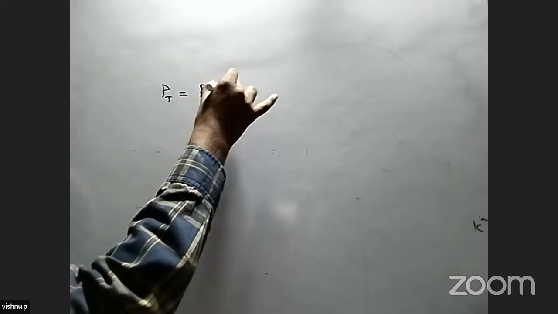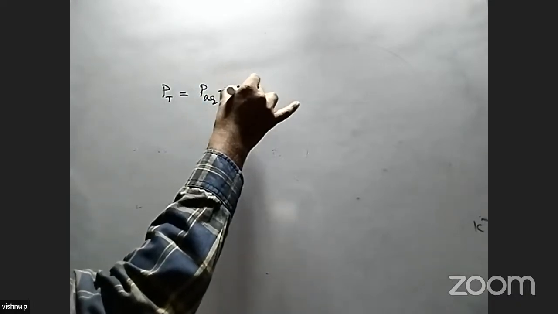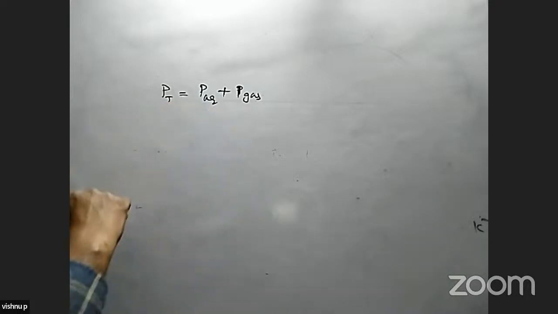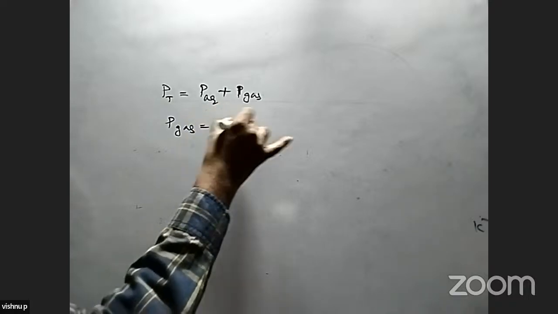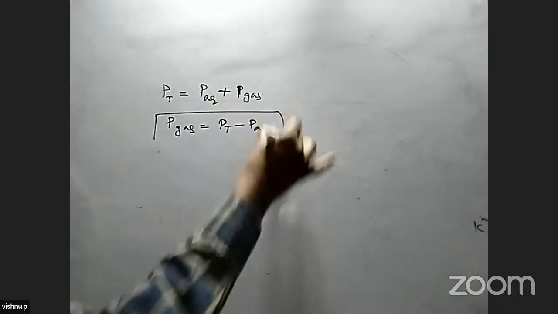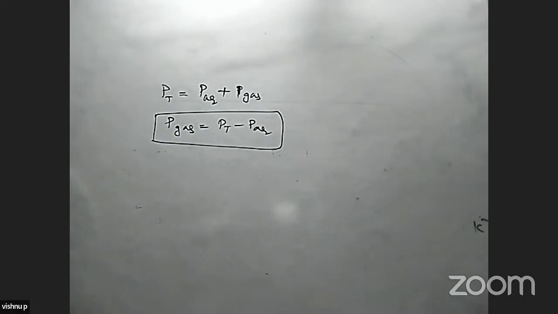What is important is the use and application of this Dalton's law. Many gases in experiments are collected over water, so the gas contains some aqueous tension also, the pressure of water vapor. So total pressure is equal to aqueous tension plus pressure of the gas. What is the partial pressure of the gas? Partial pressure of the gas is equal to total pressure minus aqueous tension. This aqueous tension is constant for a given gas at a given temperature. So this is one important application of Dalton's law of partial pressures.